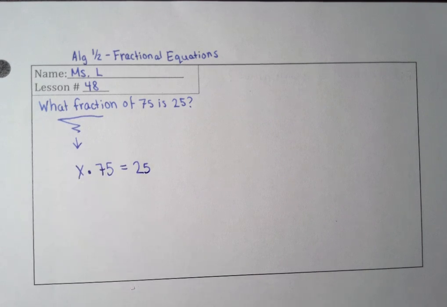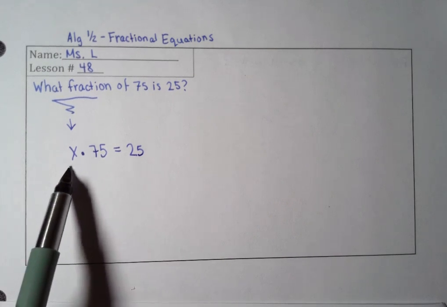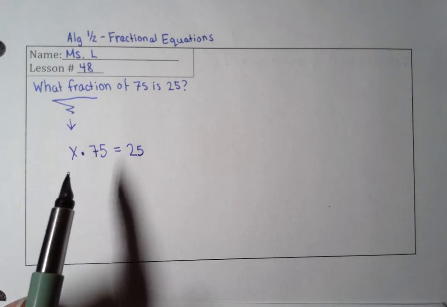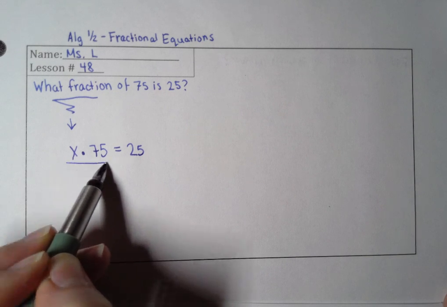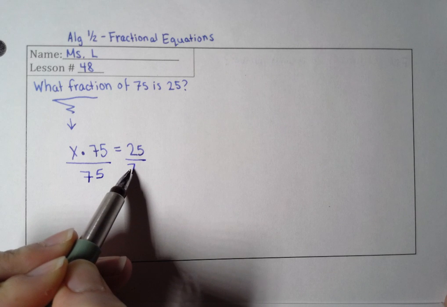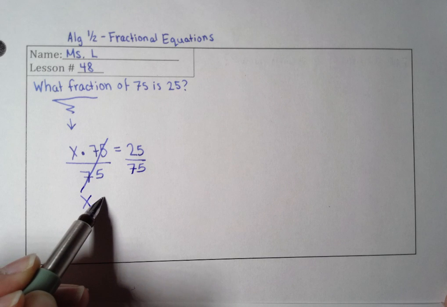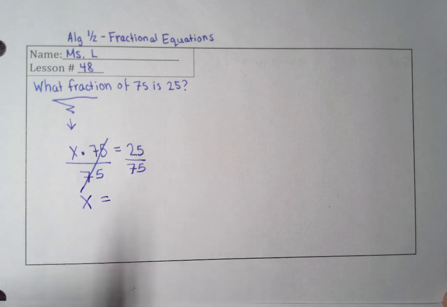To find the answer, we've learned how to solve equations like this. When there's something being multiplied by the variable, we can undo the multiplication using the inverse, which is dividing both sides by 75. And when we do that, I have x equals 25 over 75.